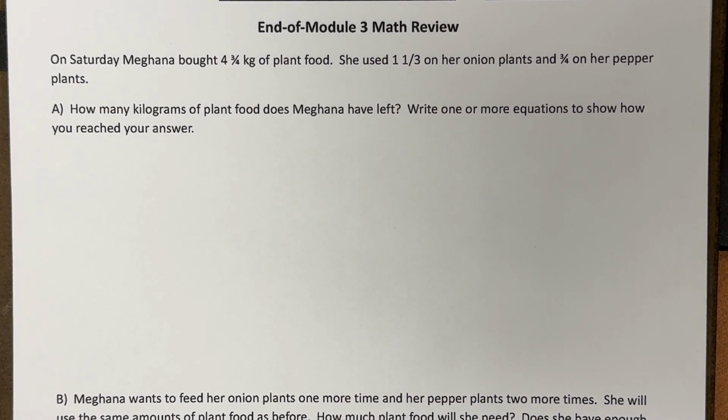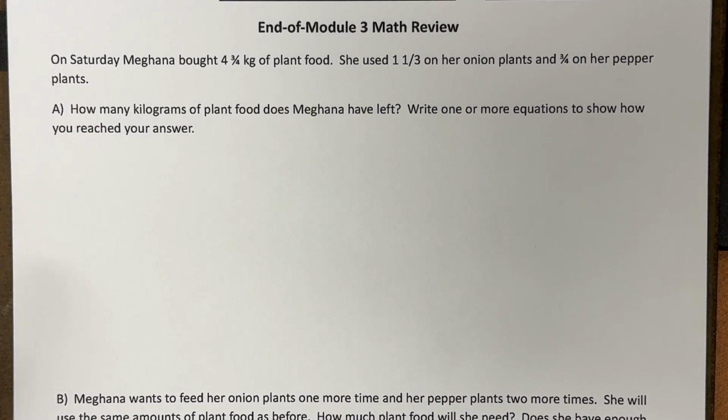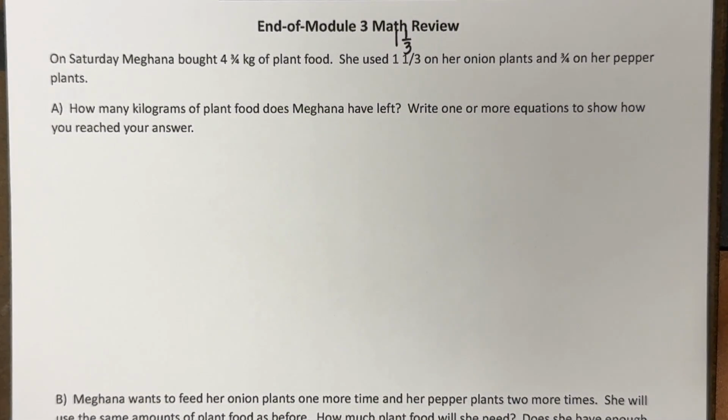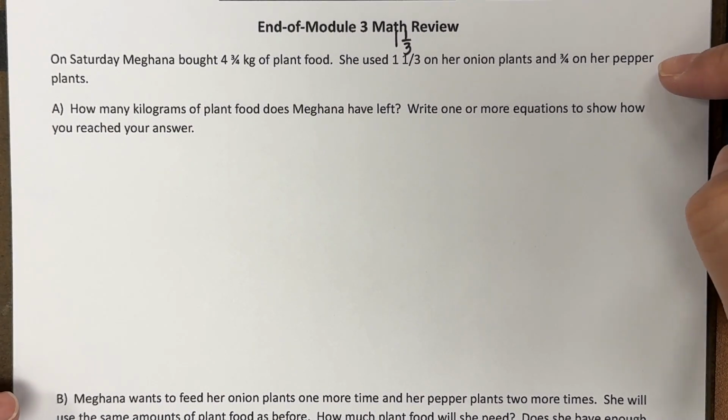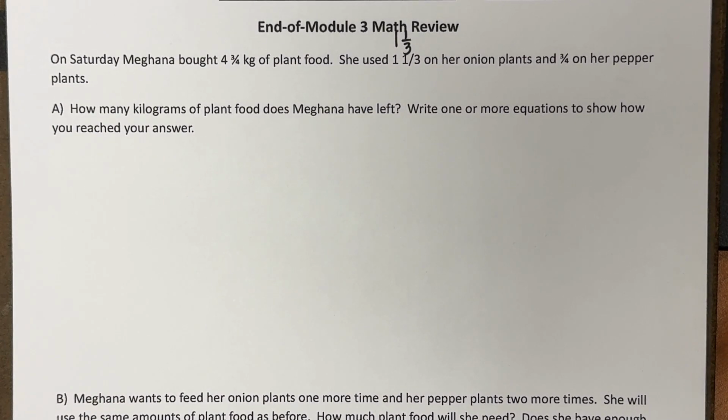We are doing the end of module 3 math review for your test. Let's start with the first question. It talks about Meghana, who bought 4 3/4 kilograms of plant food. She used 1 1/3, this is 1 1/3, not 11/3, on her onion plants and 3/4 on her pepper plants. We need to find out how many kilograms of plant food she has left.